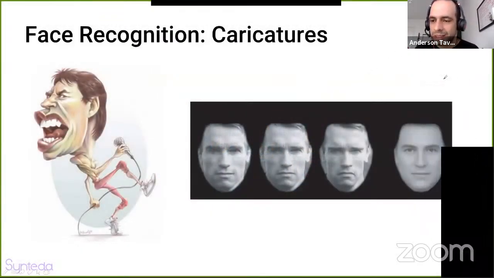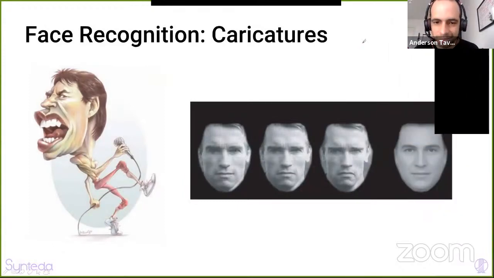Also, another aspect is caricatures, which is the exaggeration of some aspects of the face. It makes us better recognize the person. So we can use that fact to create faces that are less recognizable, by not only exaggerating, but also removing or reducing those features.